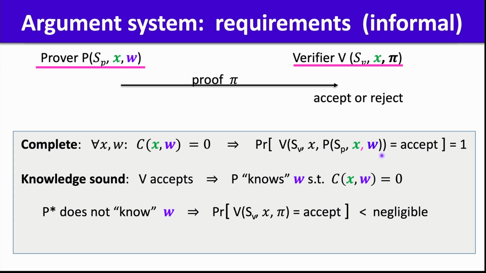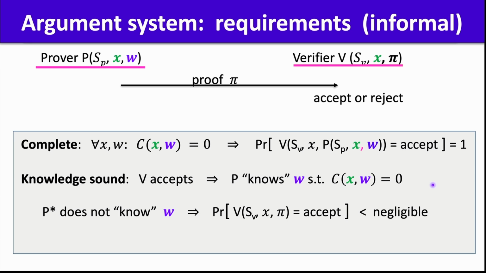You can see here, this is the proof that the prover will generate, and the verifier, when it processes that proof, will output accept with probability 1. The second property is called knowledge soundness, which says that if the verifier accepts the proof from the prover, this means that the prover actually knows a witness W that makes C of X, W equal to 0.